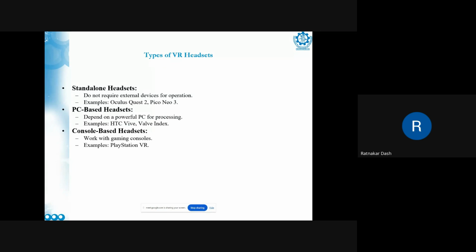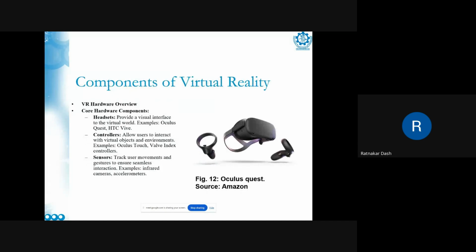So these are already developed headsets which the user has to use to have a feeling of the virtual environment. The components are hardware components as well as software components. The hardware components include headsets, which provide a visual interface. There are also controllers along with the headsets, which allow users to interact with virtual objects and environments, like Oculus and Valve Index controllers. We must also have sensors to track the user's movements and gestures. Using this hardware and the integrated software, we can create a virtual environment and have a feeling of virtual reality. This is a picture of the Oculus Quest, taken from Amazon. It has headsets, controllers as well as sensors.